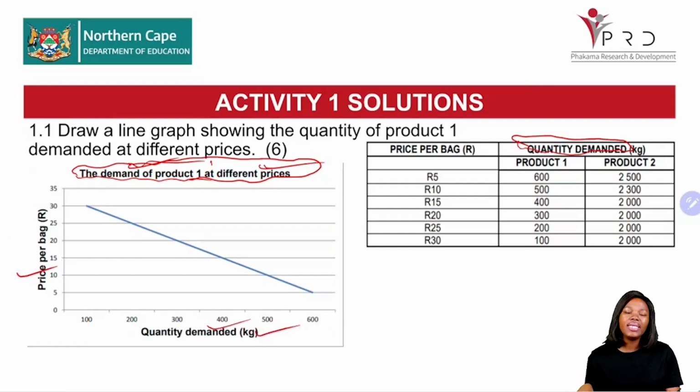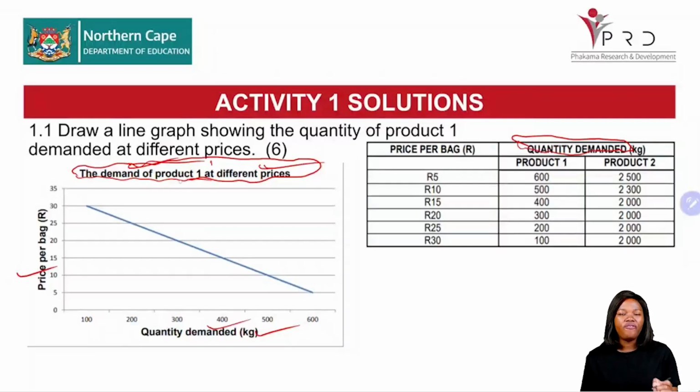Meaning if you only indicate kgs without rands, you will not get a mark. If you only indicate rands without kgs, you will not get a mark. And you will also get a mark if you indicate both these units in your heading, like for instance, the demand of product 1 in kgs at different prices in rands. That is also correct. You will be rewarded a mark there.